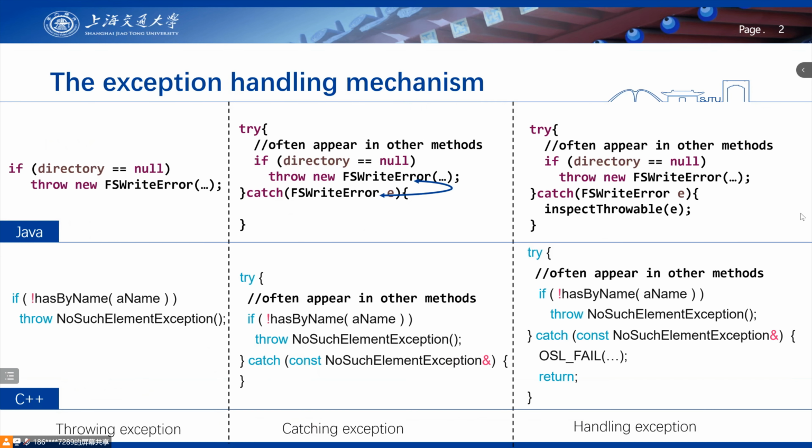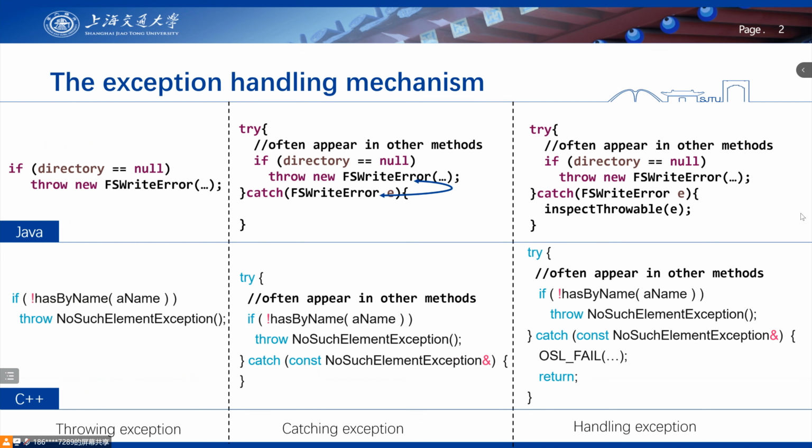First of all, let me introduce the exception handling mechanism. Many programming languages allow programmers to use exceptions to handle errors. For example, both Java and C++ support this feature. Let me introduce how it works with the below Java example. In this example, when a directory is null, the code throws an exception.